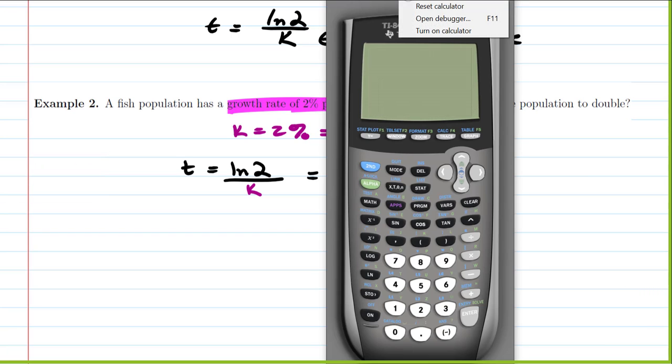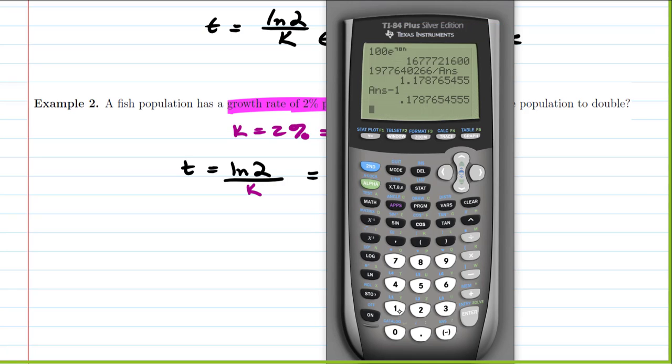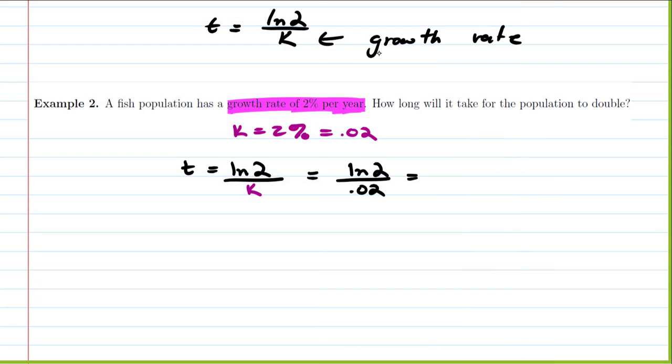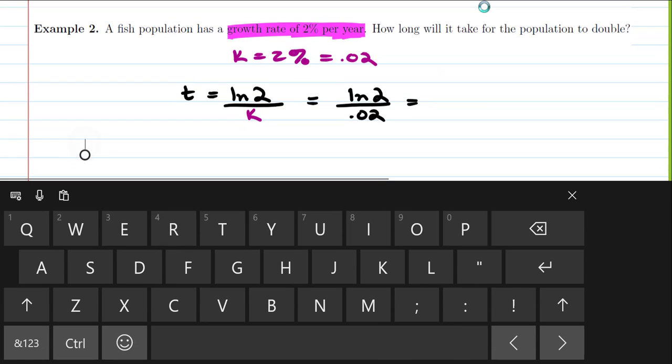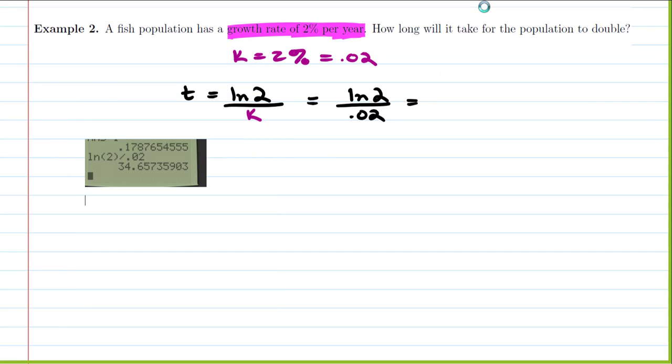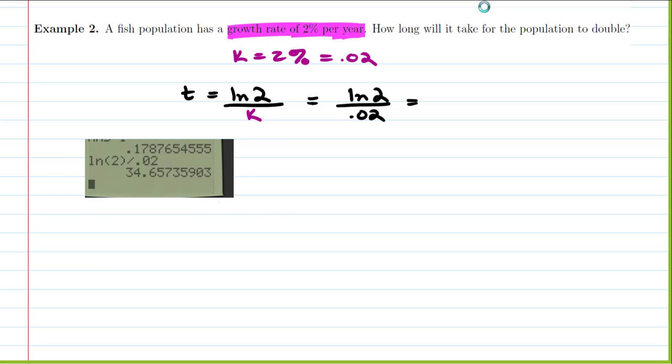When we feed that to our calculator, we have the natural logarithm of 2 divided by 0.02, and we get 34.65. So it's going to take about 35 years.